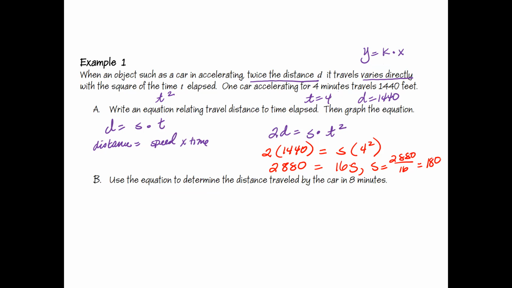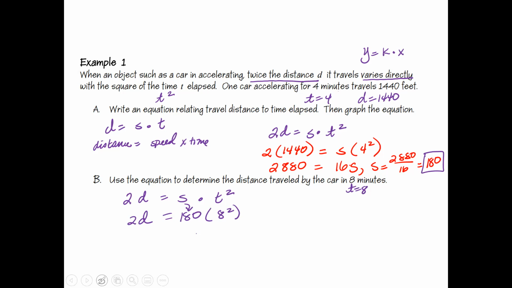So then for B, it says use the equation to determine the distance traveled by the car in 8 minutes. So then I have 2d equals s times t squared. If my speed that I just found is 180, I'm going to put 180 right there for speed. My t here is 8, so I'm traveling in 8 minutes, so times it by 8 squared.